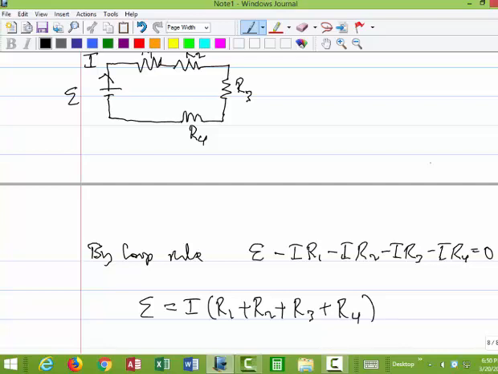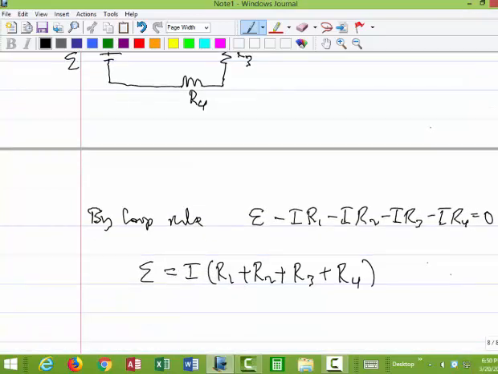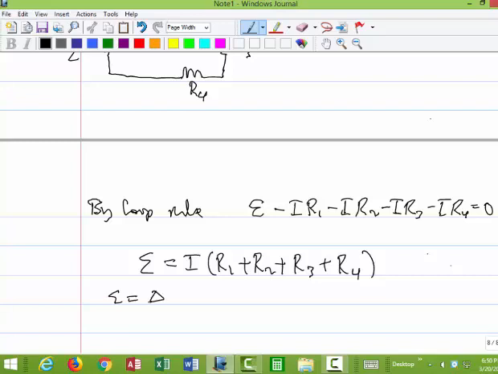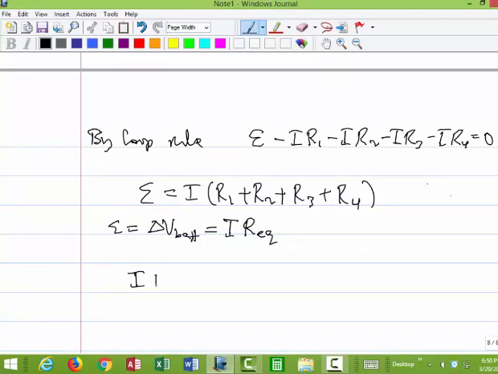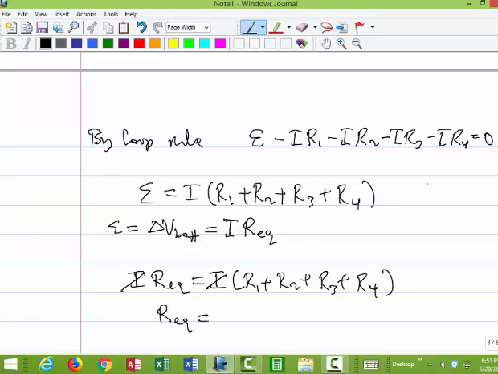Okay. We already know that the EMF in the battery is just equal to the potential drop across the battery, which can then be written as the current in the battery times a certain equivalent resistance going through the battery. So then we can replace EMF by I R equivalent, and set this equal to I times R1 plus R2 plus R3 plus R4. So if you cancel the I's, then you can say that the equivalent resistance in a circuit where there are 4 resistors in series is given by R1 plus R2 plus R3 plus R4. So resistors in series just add up as individual resistors. Okay.